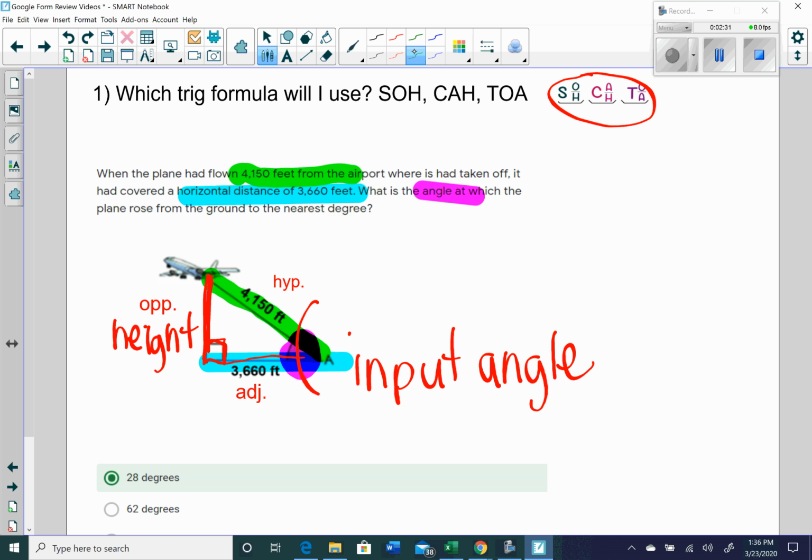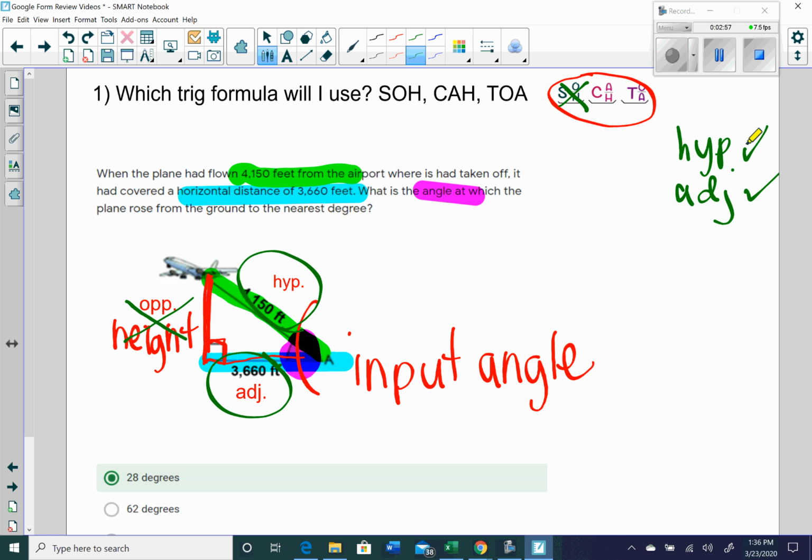If you notice, the height was unknown, so there was no number here. It's not helpful. Meanwhile, the hypotenuse and the adjacent have numbers in them. So I need something using my hypotenuse and using my adjacent side. So my first example, SOH, uses the opposite and the hypotenuse. Cosine, CAH, uses the adjacent and the hypotenuse, both that I need. That's good. TOA, tangent, is going to use the opposite and the adjacent. It's not okay because I don't have my opposite side.